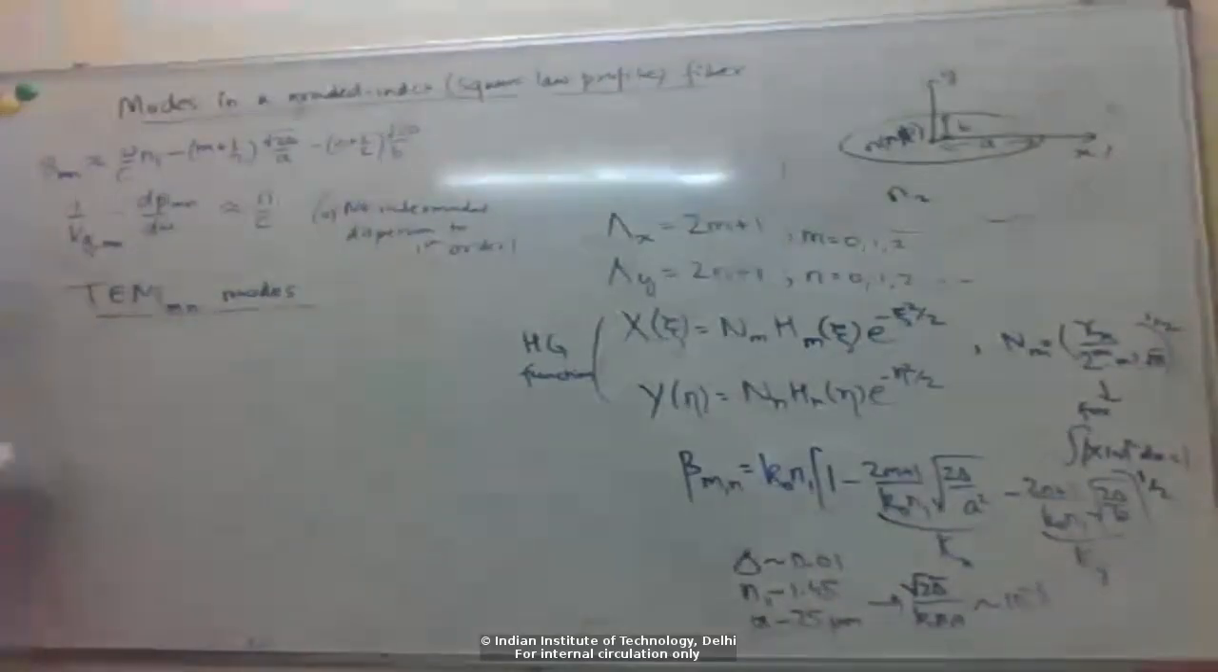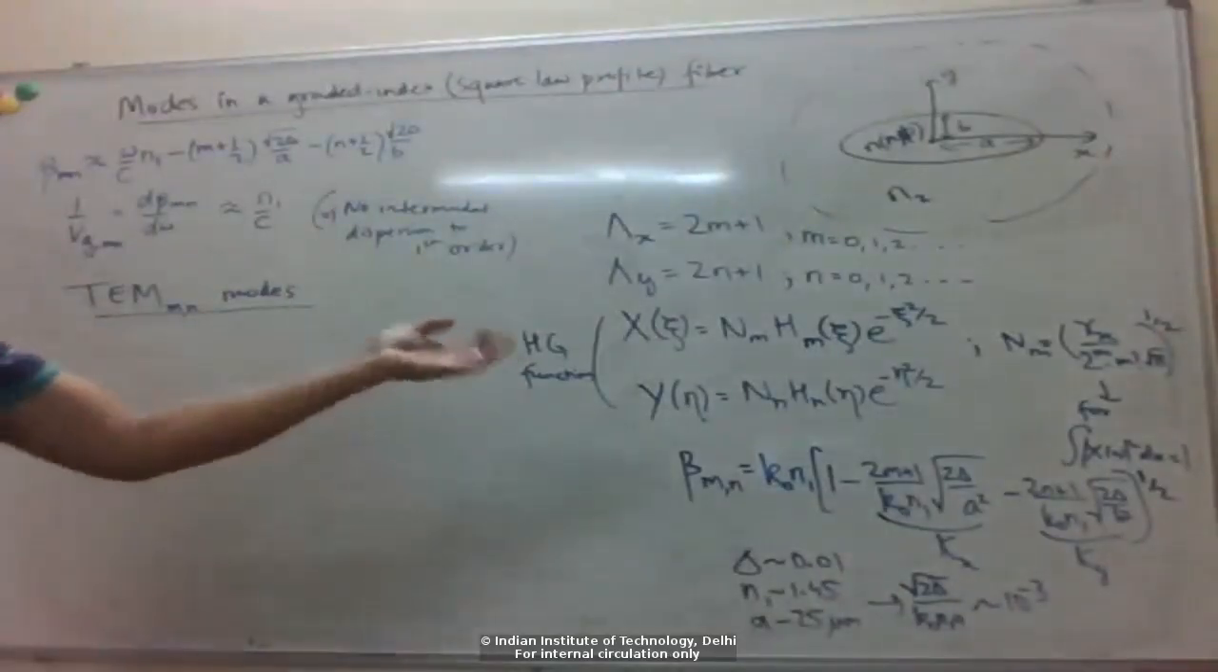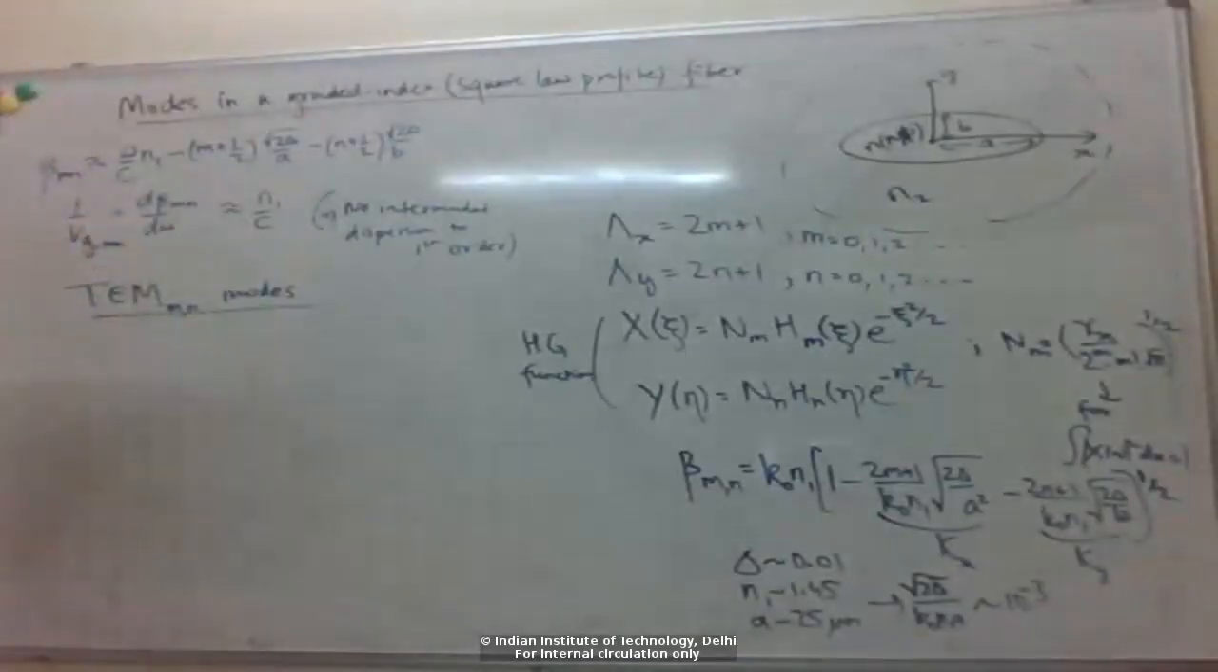Starting from the weakly guiding approximation, we've already assumed that the modes are mainly transverse electromagnetic. We've taken the electric field transverse, and then from the curl equation we get the magnetic field also transverse, and the longitudinal components are negligible.